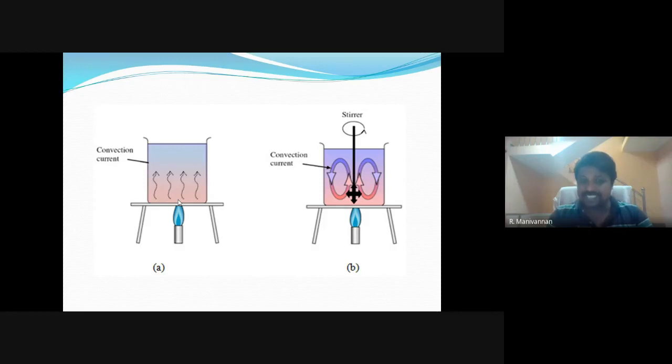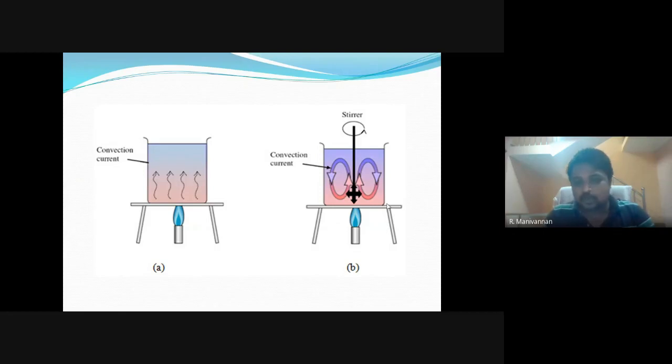So the density gets reduced. Once the density reduces, the molecules at the bottom try to rise, and the denser molecules at the top try to move down. Because of this buoyancy force, the molecules move to the top, and this type of heat transfer is called natural convection. So it is mainly due to the density difference and caused by buoyancy forces.